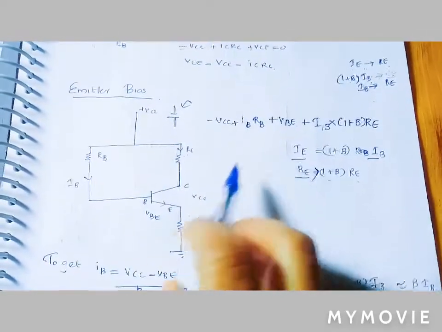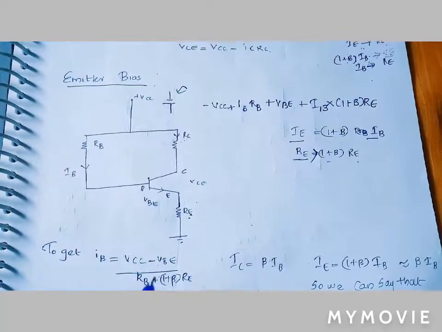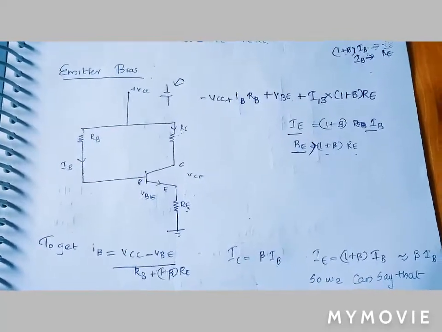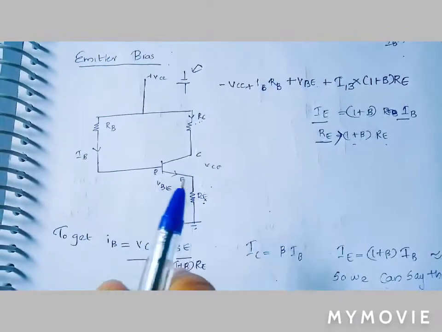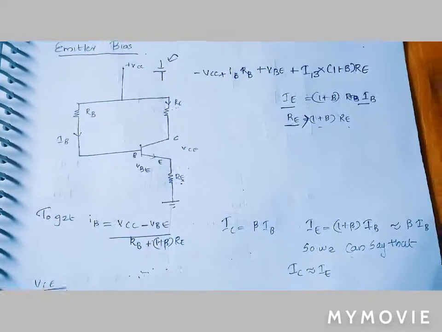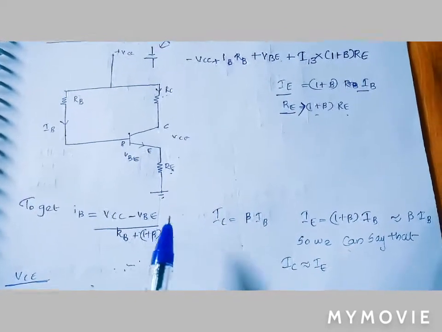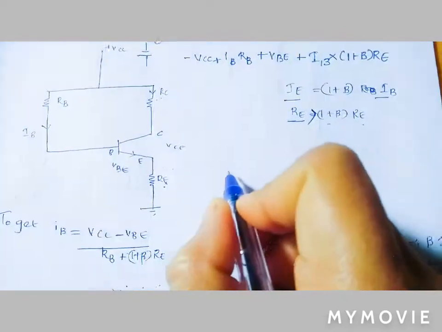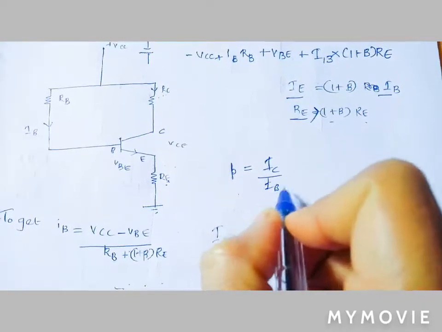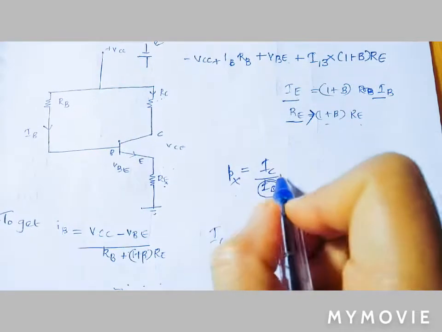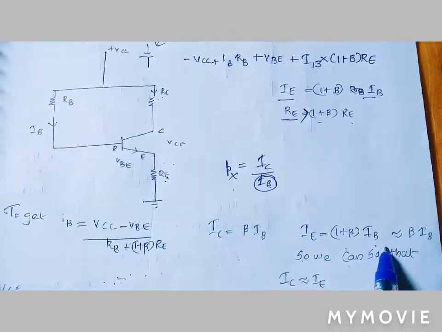So from that we get that IB is equal to VCC minus VBE divided by RB plus 1 plus beta RE. So we get the base current from this emitter bias circuit. Next we have to find the collector current. To find the collector current, it is easy. We know that beta is equal to IC by IB, and from that we know IB and also beta. So IC is equal to beta IB, and IE is equal to 1 plus beta IB.